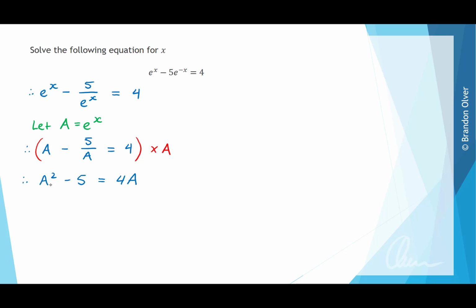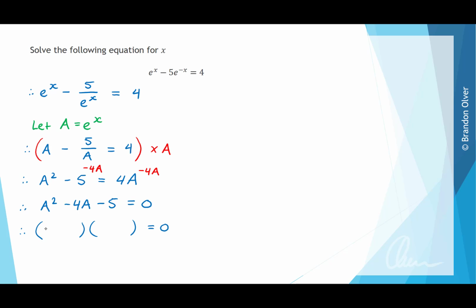So when we solve quadratics, we like to get one side equal to 0 and then factorise. So what we're going to do is subtract 4a from both sides of the equation. And this is going to give us a squared minus 4a minus 5 equals 0. So inspecting the equation that we now have, we can factorise this by inspection. So we're going to have two factors multiplied together still equal to 0.